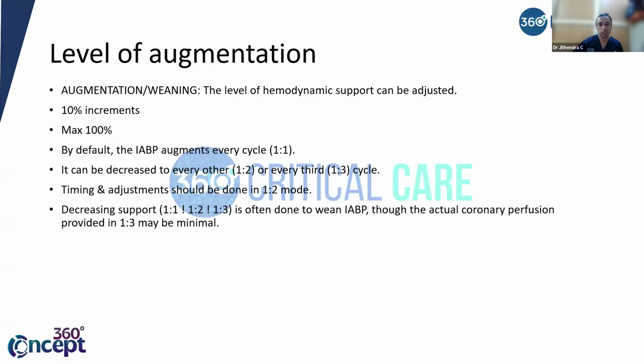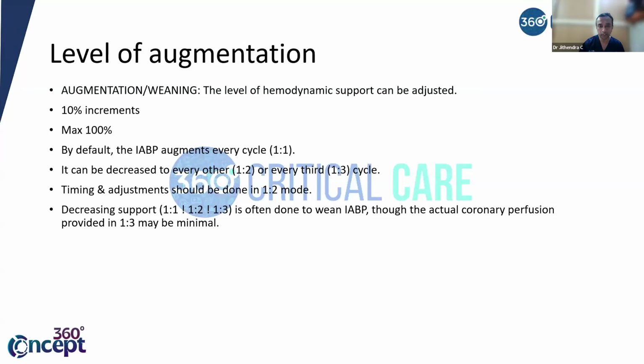So change it to 1:2, adjust your timings, and then put back again to 1:1. And after that, when you're trying to wean, you can again change back to 1:2. Whenever you have any doubt about inflation, deflation, whether the timings are right or not, change the augmentation to 1:2, see the adjustments, see the waveforms. After seeing that, again put back to 1:1. Okay, that is what you're supposed to do.